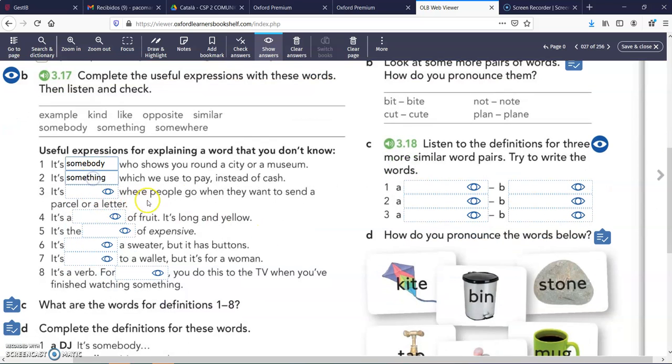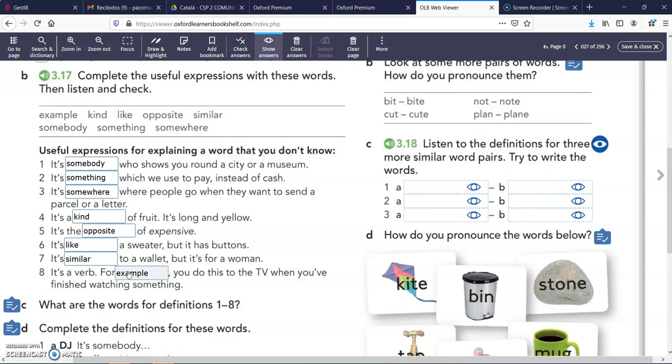Two, it's something which we used to pay instead of cash. It's somewhere where people go when they want to send a parcel or a letter. It's a kind of fruit. It's long and yellow. It's the opposite of expensive. It's like a sweater, but it has buttons. It's similar to a wallet, but it's for a woman. It's a verb. For example, you do this to the TV when you're finished watching something.